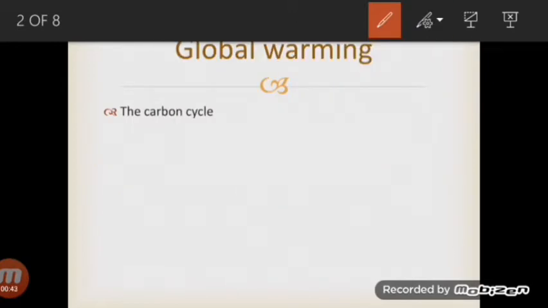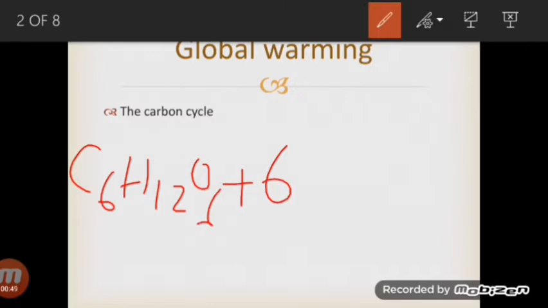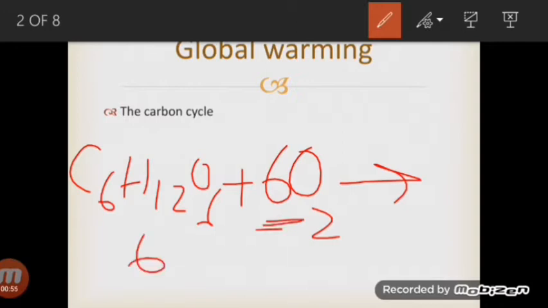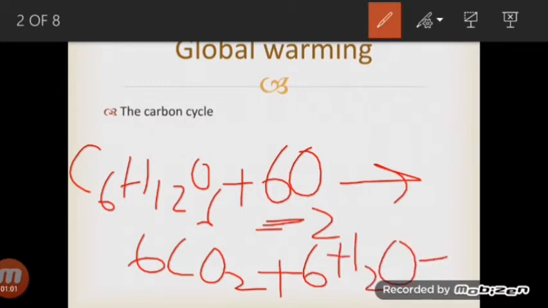So what are the products of the reaction? See, the formula of glucose. In the respiration process, oxygen is taken in, and glucose will be converted into carbon dioxide plus water plus energy. So see what will happen. Carbon dioxide will be given off, so it will be added to the atmosphere. So this is a way of adding carbon dioxide into the atmosphere.